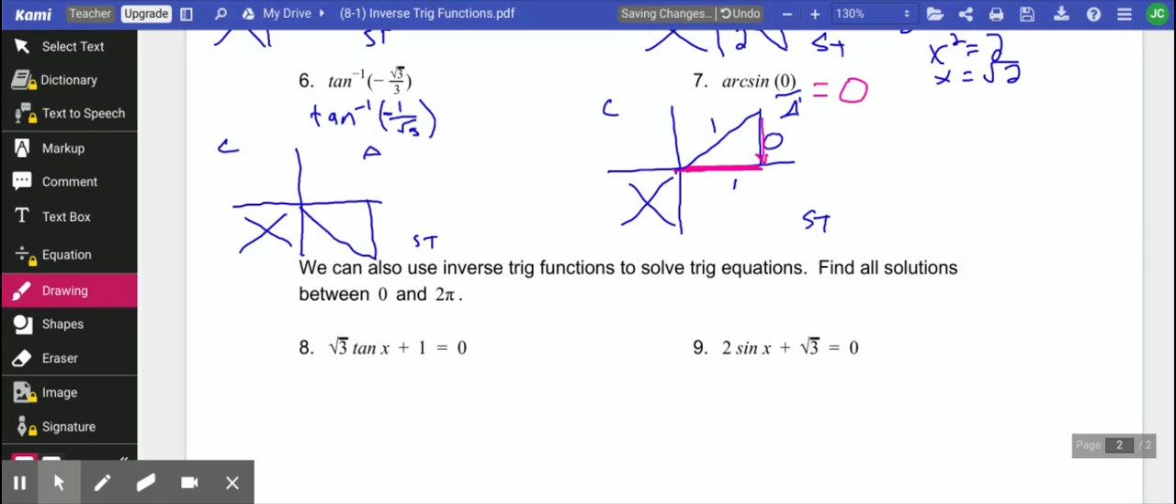Tangent is opposite over adjacent, so our opposite side is 1. Our adjacent is root 3. And then you should recognize that special right triangle. If you don't, you can do the Pythagorean theorem and see that this is 2. So that makes this a 30-degree angle, well, a negative 30 because you're in the 4th quadrant. So our answer is negative 30 degrees or negative pi over 6.